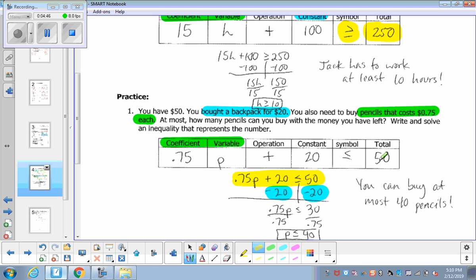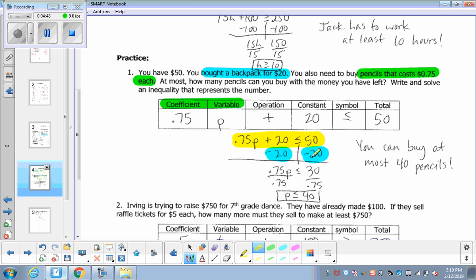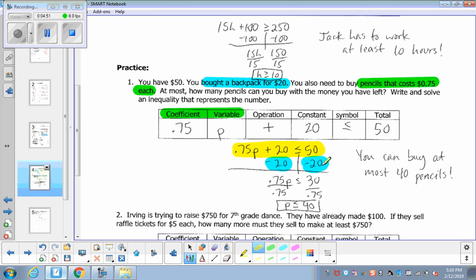that you spend. When we drop our line and solve, we subtract that $20 for the backpack. Then we have $30 left over. Now that $30 that we have left, we can divide it by the 75 cents per pencil, and see that at most we can buy 40 pencils. The number of pencils that we can purchase is less than or equal to the 40.